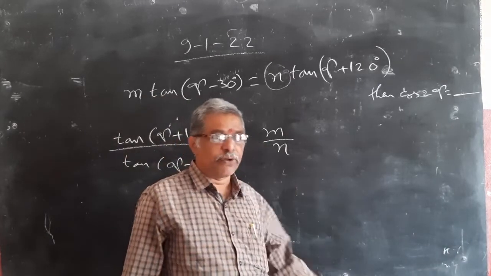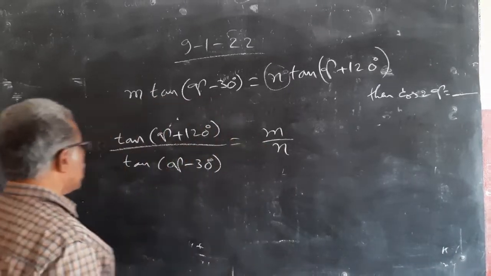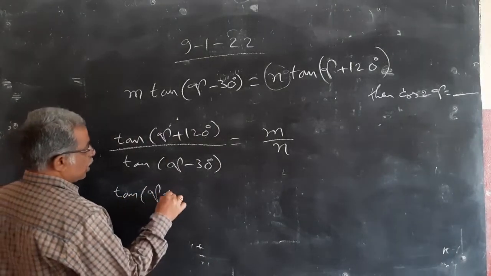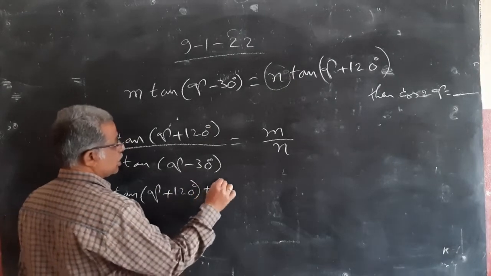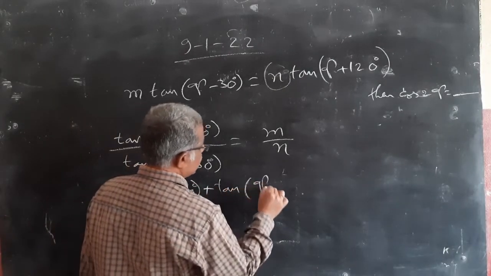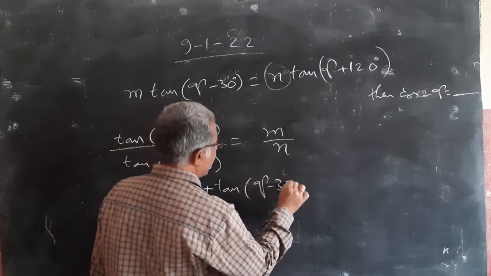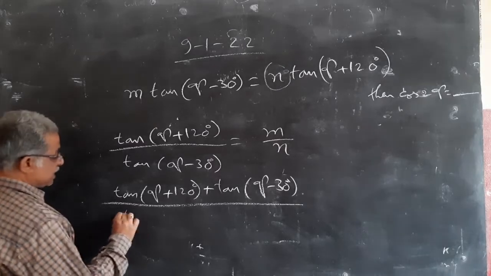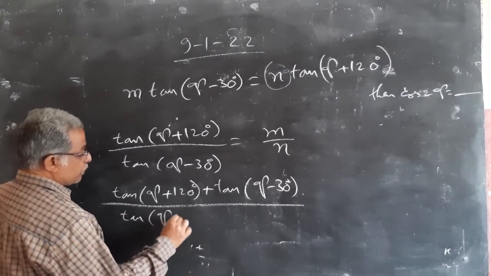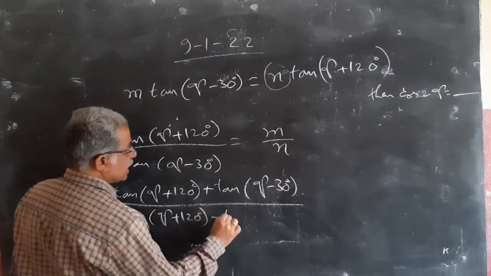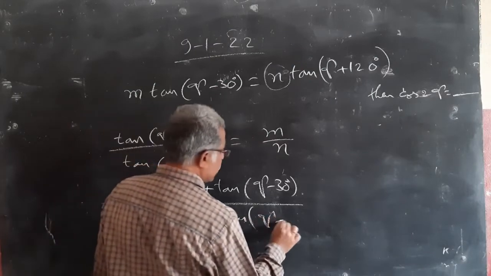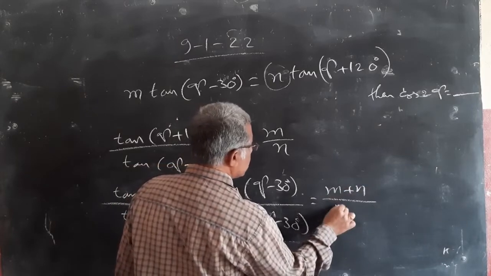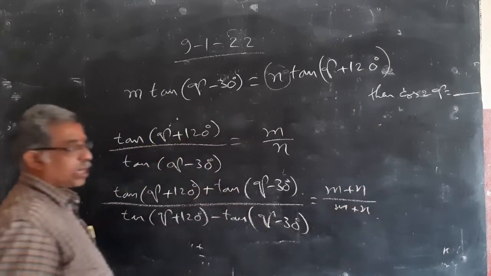Just like the previous sum, if I go for componendo and dividendo, a plus b means tan of q plus 120 plus tan of q minus 30, and a minus b means tan of q plus 120 minus tan of q minus 30, equal to m plus n by m minus n. So the componendo dividendo concept is important.